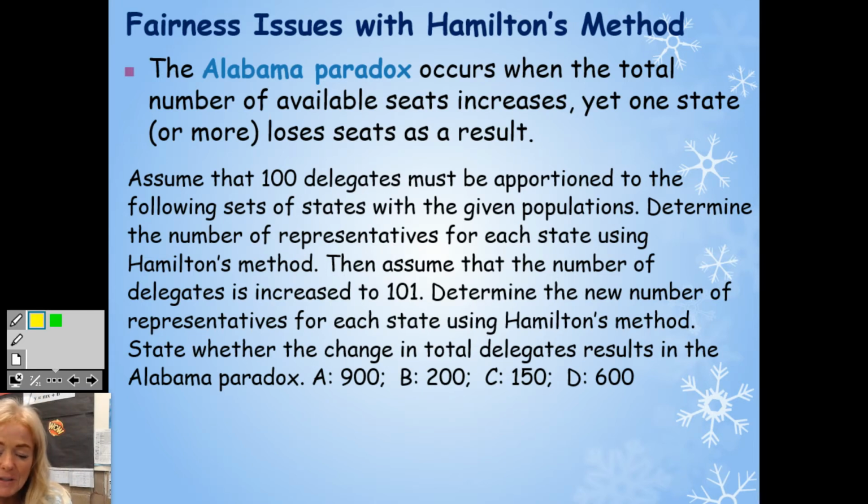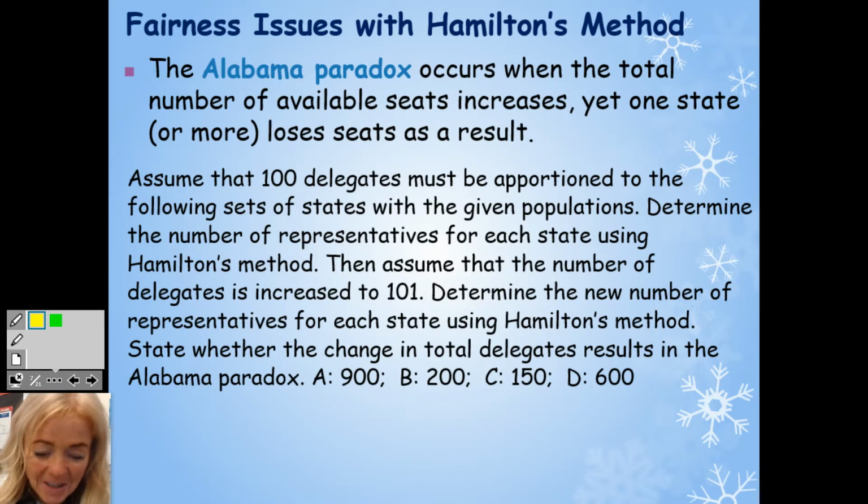Okay, assume that 100 delegates must be apportioned to the following sets of states with the given populations. Determine the number of representatives for each state using Hamilton's method, then assume that the number of delegates is increased to 101. Determine the new number of representatives for each state using Hamilton's method. State whether the change in total delegates results in the Alabama paradox.